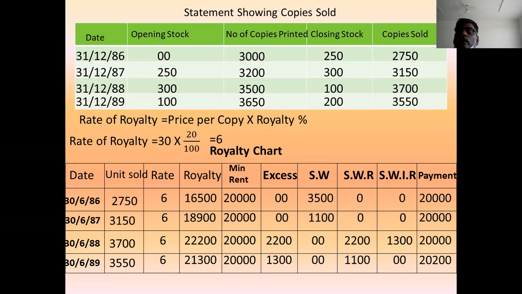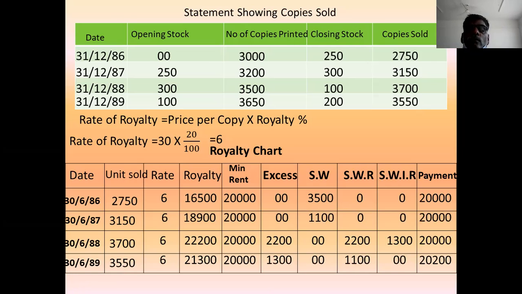Short working: if the amount is in the SW column, you join it in the first entry. If the amount is in the second column, you join short working in the second entry. If the amount is in the SWR column, you join it in the third entry. In the first entry, short working is debited. In the second and third entry, short working is credited. This is the point you remember. It is very simple.